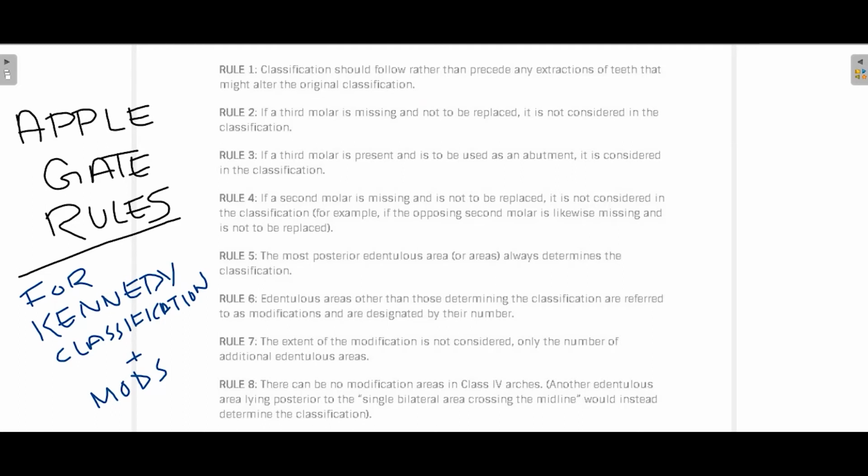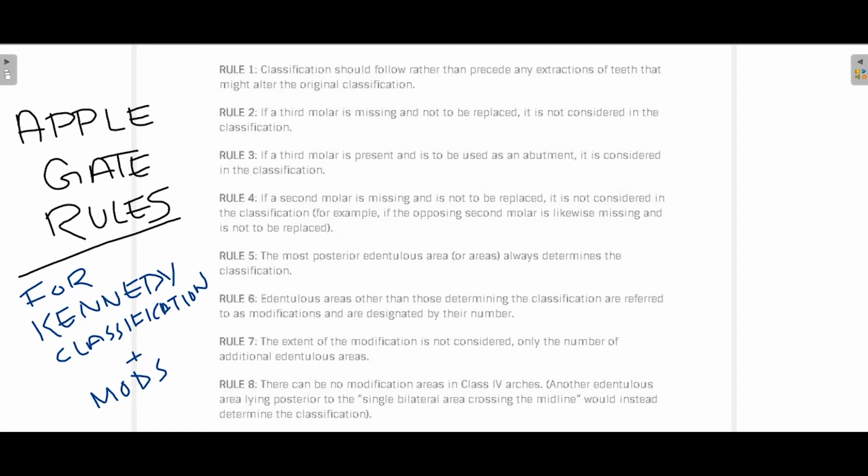Rule 3 suggests that if the third molar is present and we are to use it as an abutment for the support of the removable partial denture, then we consider it as a part of the classification. Rule 4 is about the second molar. It's quite similar to Rule 2, but in this case it's for the second molar. If the second molar is missing and we are not replacing it, we do not consider it as a part of the classification. Rule 5 is important. It suggests that the most posterior edentulous area of the patient always determines the classification.